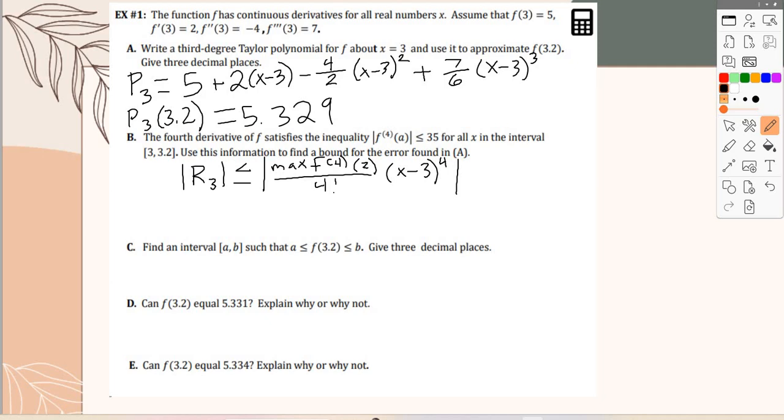The problem right now is that we don't have a top value. My 4 factorial is fine. I have a 4th, that's fine. But I need some value to plug in on the top there. Are we all with me there?